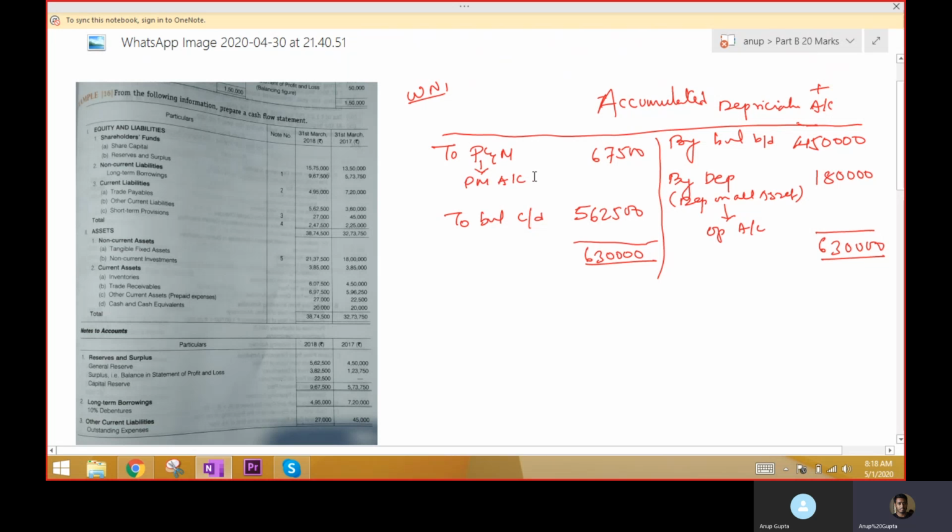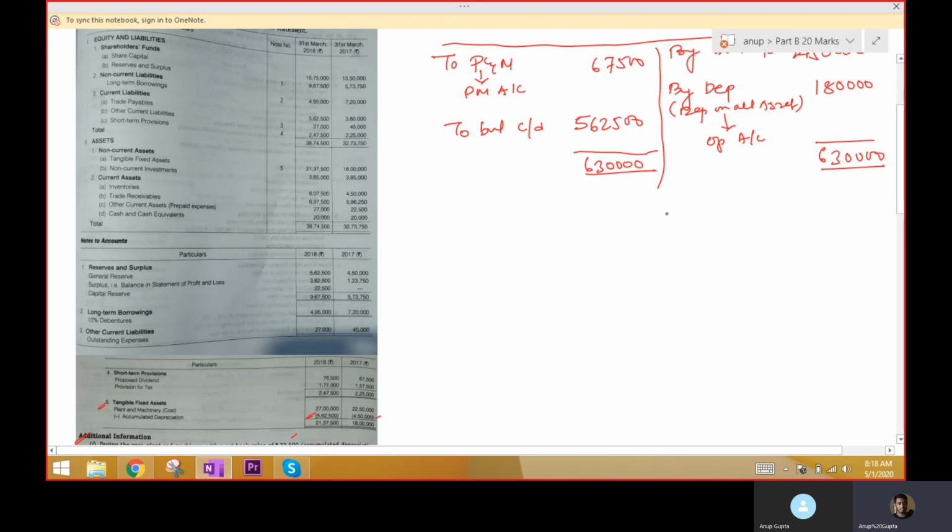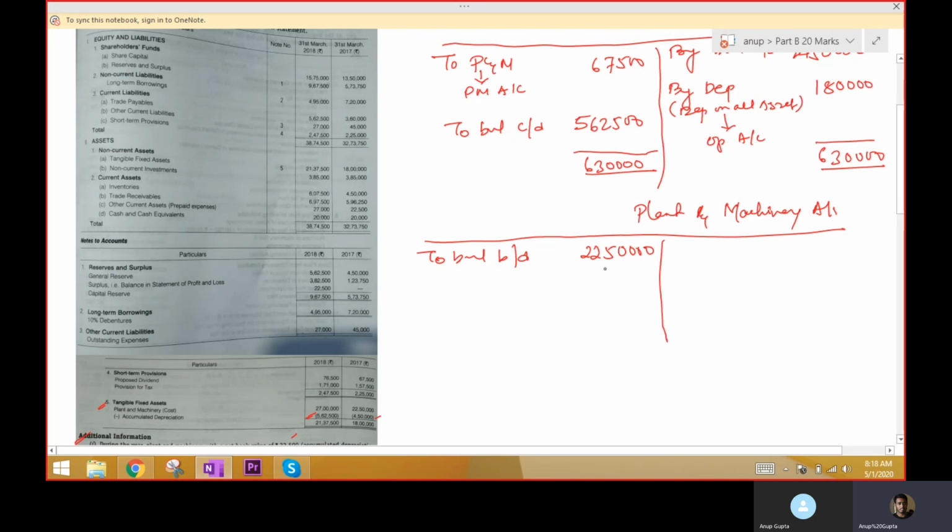Okay. So now let us make the plant and machinery account. Plant and machinery, being an asset, will have a debit balance first. So the balance brought down will be 22,50,000, and the balance carried down will be 27 lakh.